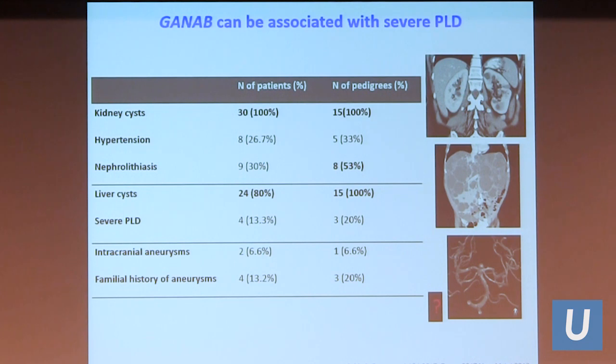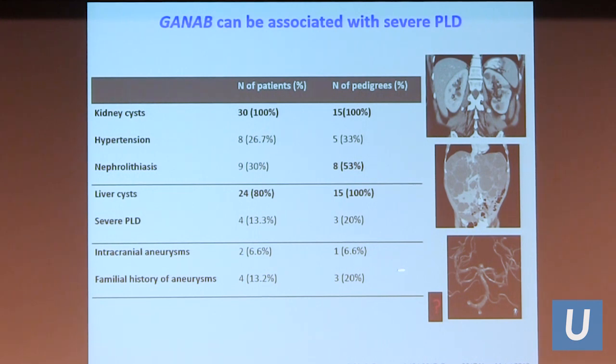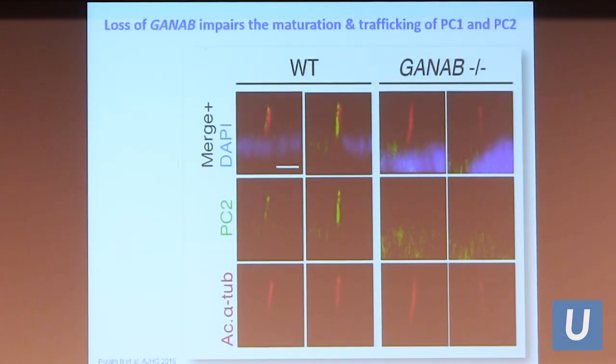We can see in terms of other manifestations of the disease, particularly liver disease, we have liver cysts in some of these patients, and in a minority, we have this very severe polycystic liver disease, one patient requiring a transplant and another requiring resection. There's some suggestion that aneurysms may also be more common in these patients, but I think we need more data before we can be sure about that. The mechanism of disease here is probably by polycystin 2 and the polycystin 1 complex not localizing to primary cilia, which is the site where these proteins probably normally function.